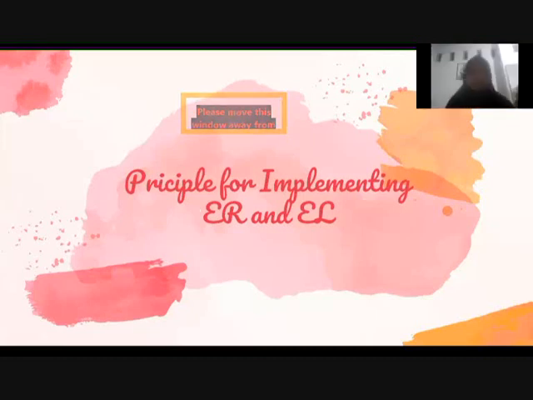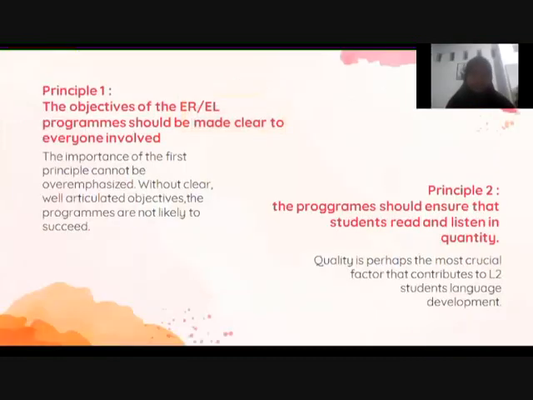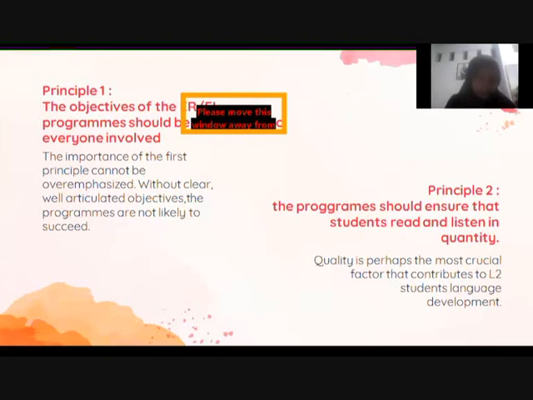Principles for implementing extensive reading and extensive listening. Principle 1. The objective of the extensive reading or extensive listening programs should be made clear to everyone involved. The importance of the first principle cannot be overemphasized. Without clear, well-articulated objectives, the programs are not likely to succeed.